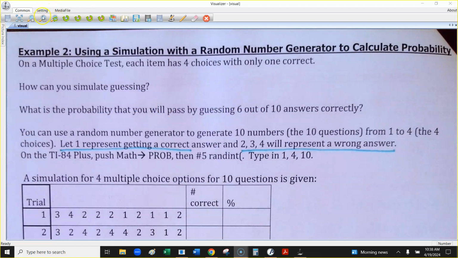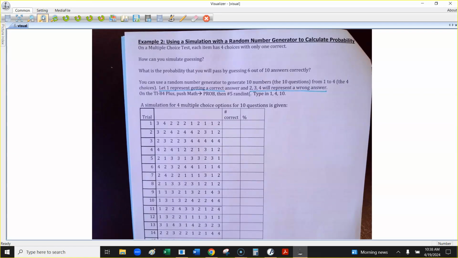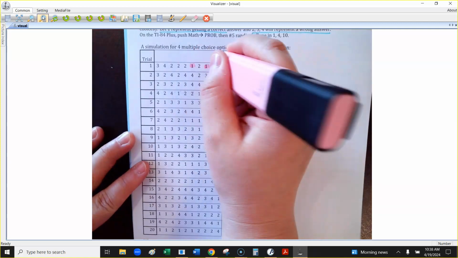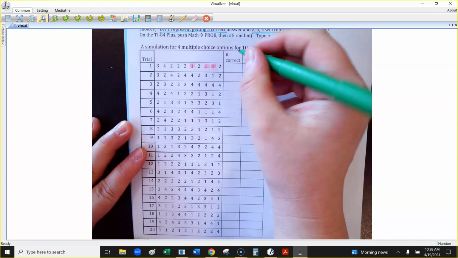Now, I should have made this smaller so we can see it all on the screen at once, so I'm going to do this real quick. So this says simulation, the person randomly answered multiple choice questions. 1 represents the correct answer. So I'm going to grab a highlighter here real quick. Every time you see a 1, that person guessed correctly that question out of 10. So this first person got 3 correct.